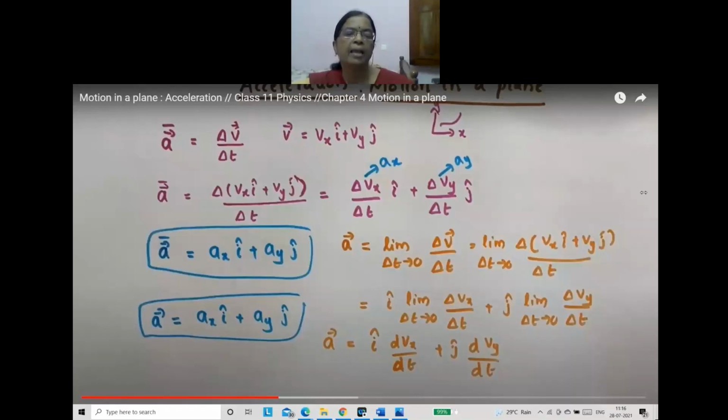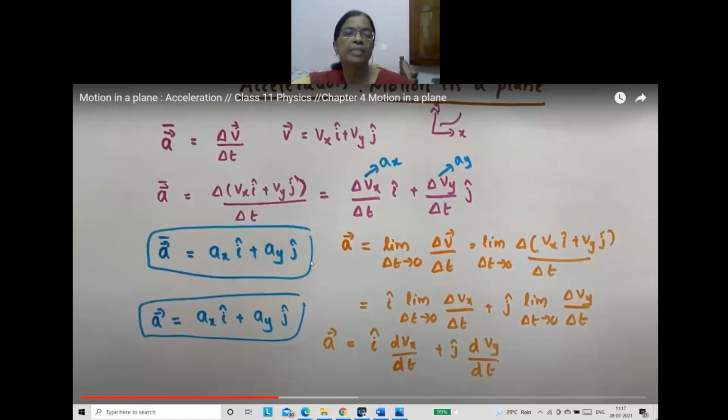Root of Ax square plus Ay square. Correct answer. Just as we have done for velocity, root of Vx square plus Vy square, just like that, the magnitude of acceleration is root of Ax square plus Ay square. Then we should know the direction of acceleration also.